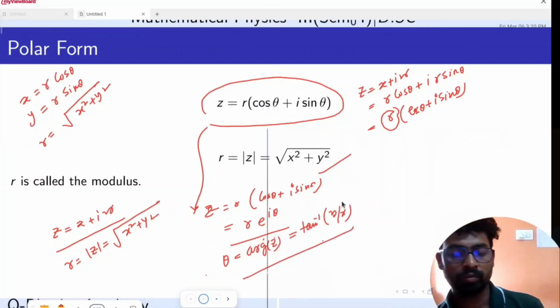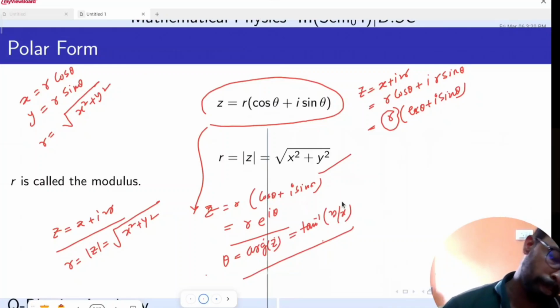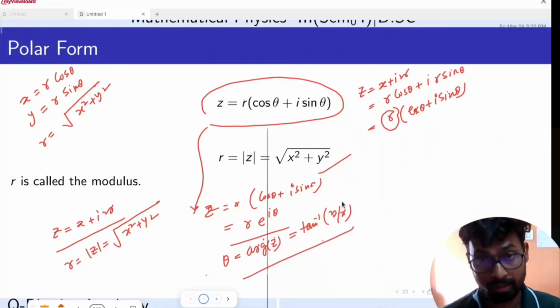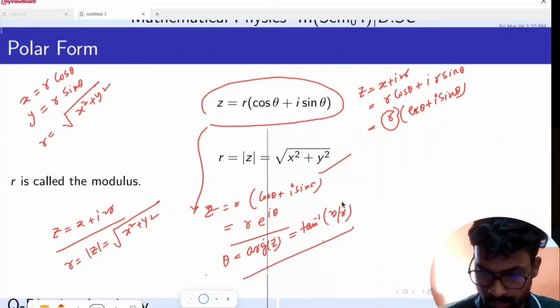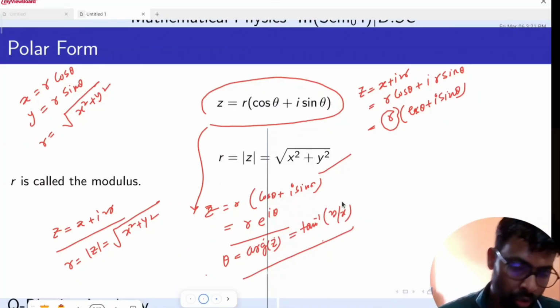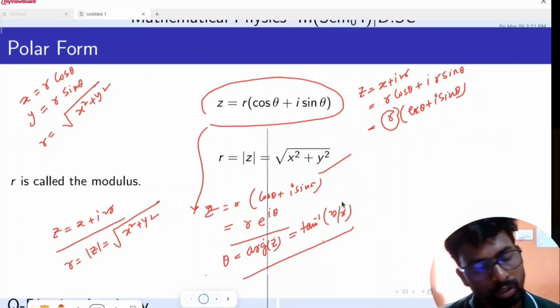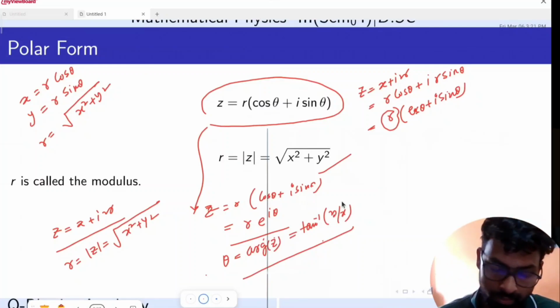Actually I have to discuss here two simple applications, two simple cases of complex numbers, in the Cartesian coordinate system and also in the polar coordinate system. So this is a kind of basic explanation.